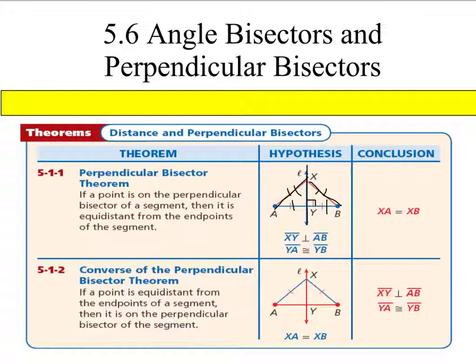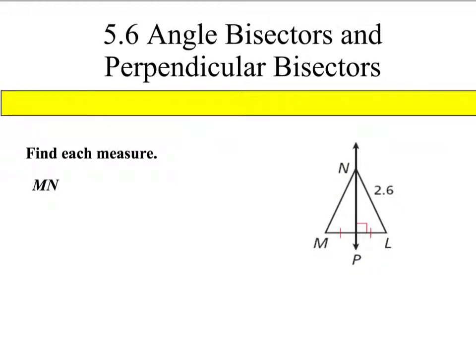Okay? The converse of that is, if you look at this and you know that XA and XB are equal to each other, then you know that XY is going to be a perpendicular bisector, meaning YA is congruent to YB, and that XYB is going to be a 90-degree angle here. So it is the opposite of what we talked about in the perpendicular bisector theorem. Remember, that's the converse. Okay, let's try one. So please write this down.